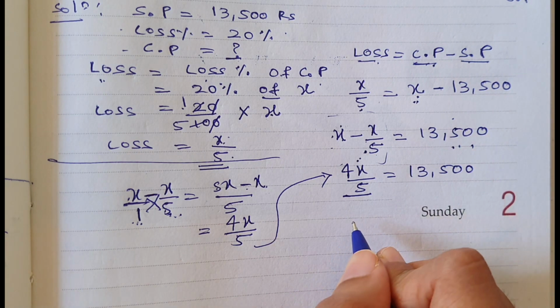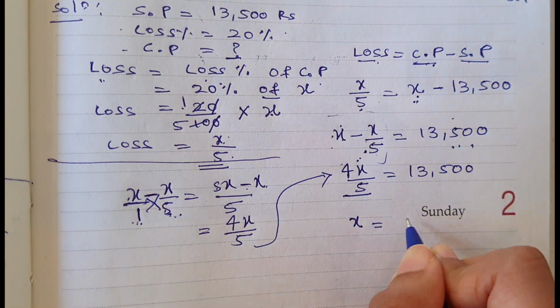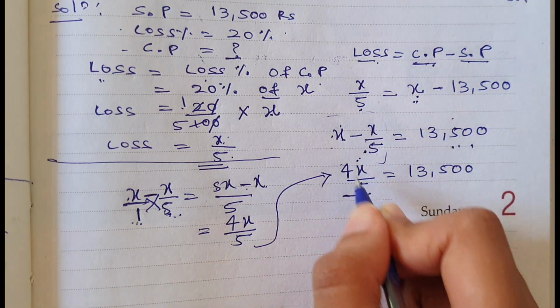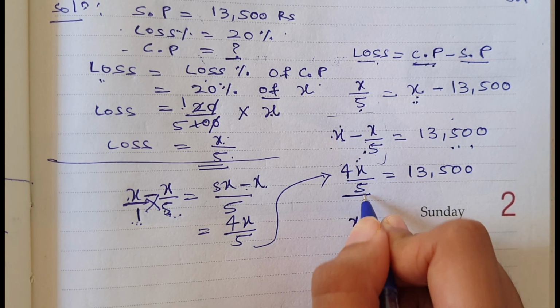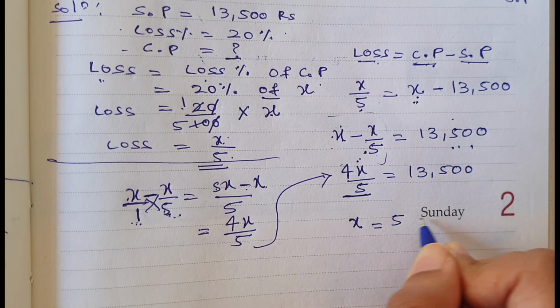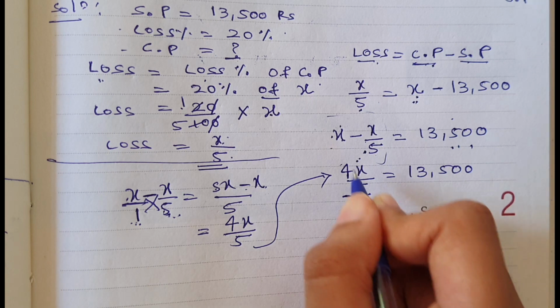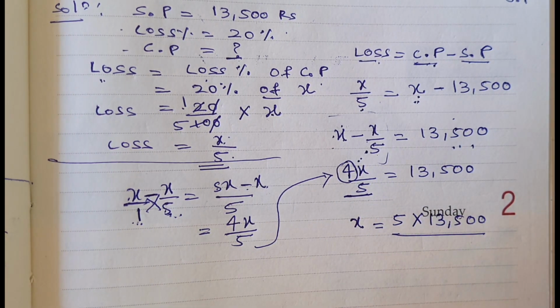Okay. Now again let me keep the unknown value in the LHS and move these numbers to RHS. So what will happen if I move this 5 from LHS to RHS? It will become a multiplication. Multiply this with 13,500. And when I move this 4 from LHS to RHS, it will become division. Divided by 4.